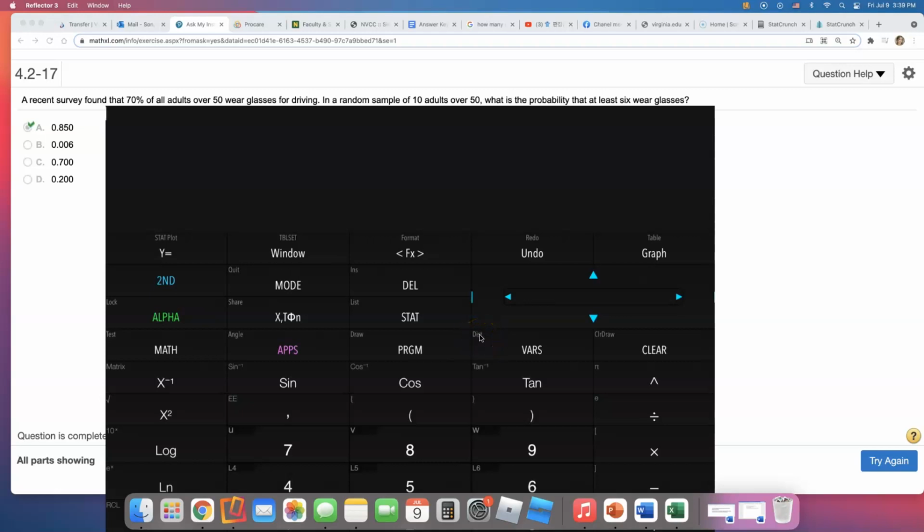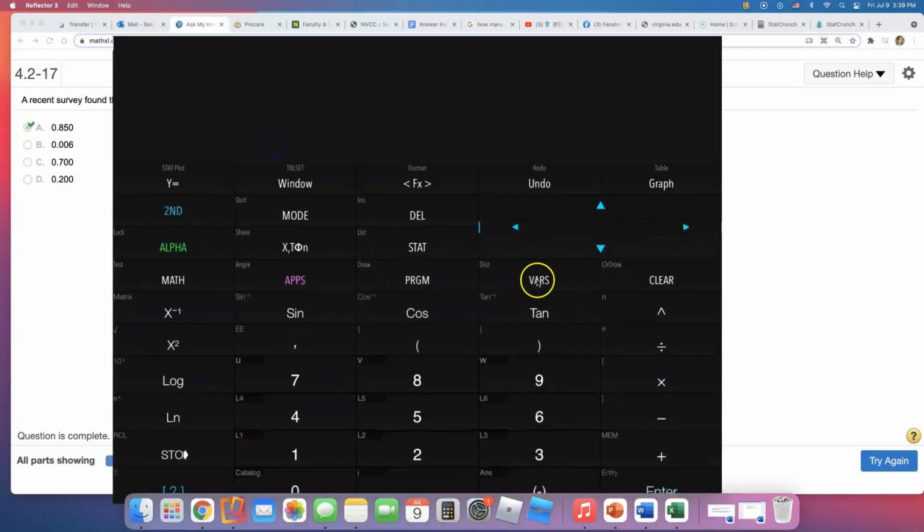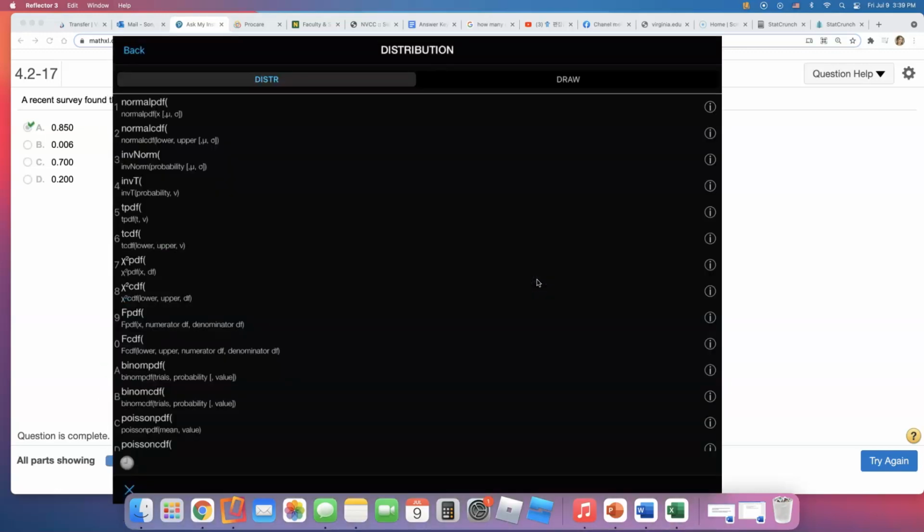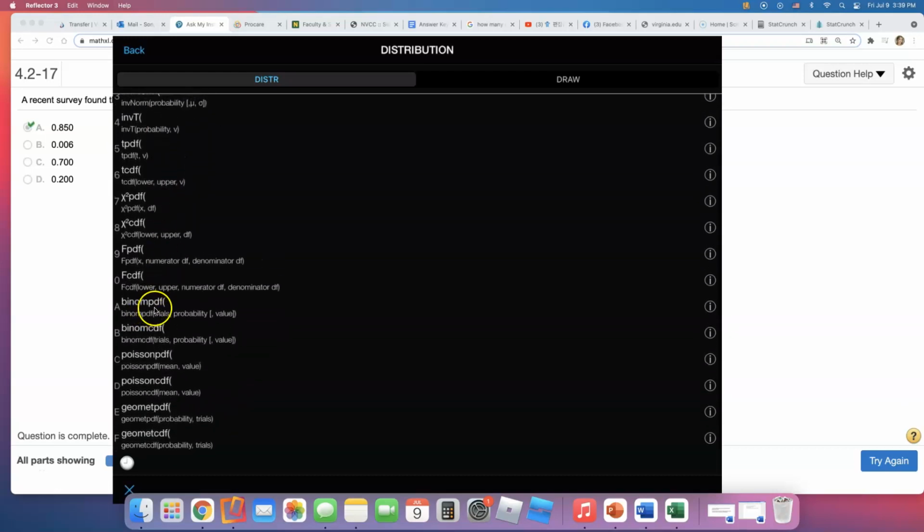So do click second vars, and it's going to open up normal PDF, normal CDF, inverse norm, all that, but you're going to have to go down a little bit. For this case, PDF is useful if you're finding the exact value, but in this case, we're going to have to go with binomial CDF. When you have an inequality like greater than or equal to, or less than or equal to, or greater than or less than, you go with binomial CDF.